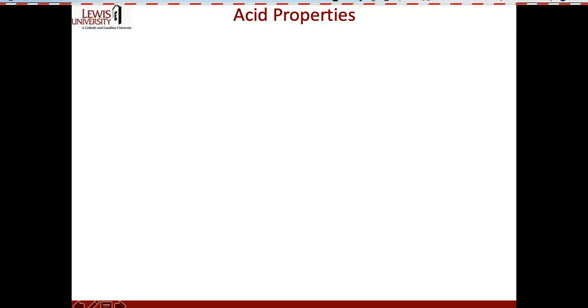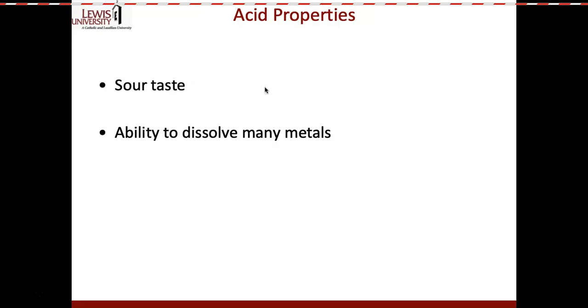All right, so let's talk about some properties of acids. First of all, they have a sour taste. That doesn't mean you want to taste them. They can dissolve a lot of metals. So we can see a lot of metals dissolve in acid like HCl, and that actually creates a gas evolving reaction, which we talked about in first semester. So something like zinc dissolved in hydrochloric acid can create zinc chloride and hydrogen gas.